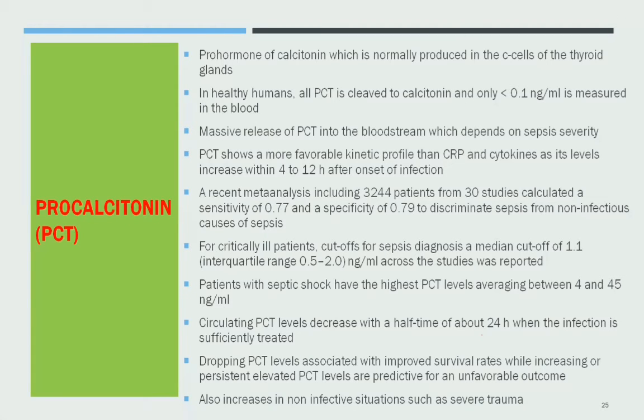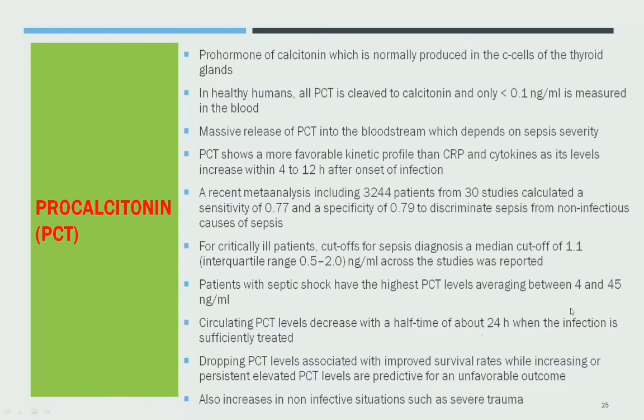Another common marker is procalcitonin, which has recently been used in increasing numbers of cases. It is a prohormone of calcitonin, which is normally produced in the C cells of the thyroid gland. In healthy humans, all procalcitonin is converted to calcitonin, and only less than 0.1 nanogram per ml is measured in the blood. Massive elevation of procalcitonin in the bloodstream occurs, which depends on the sepsis severity.